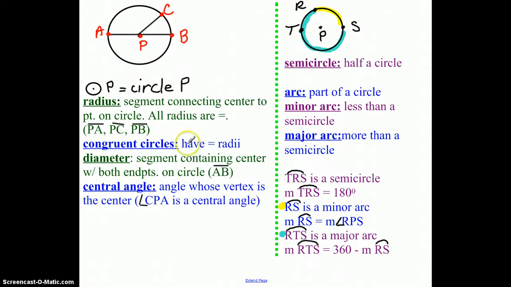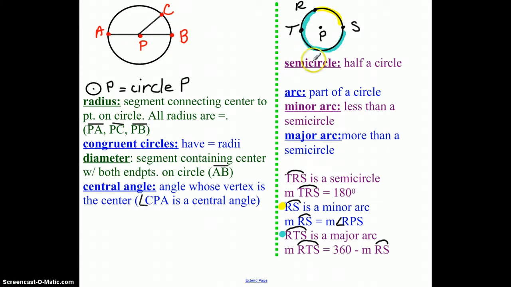So congruent circles are ones that have equal radii, or have a radius in one that's equal to a radius in another. Now, diameter. Diameter is when it goes all the way across a circle. So from A to B. The central angle is the angle where the vertex point is actually at the center. So P is our center. So a central angle would be one that has P in the middle and the two endpoints actually on the circle. So CPB would be an example of a central angle.